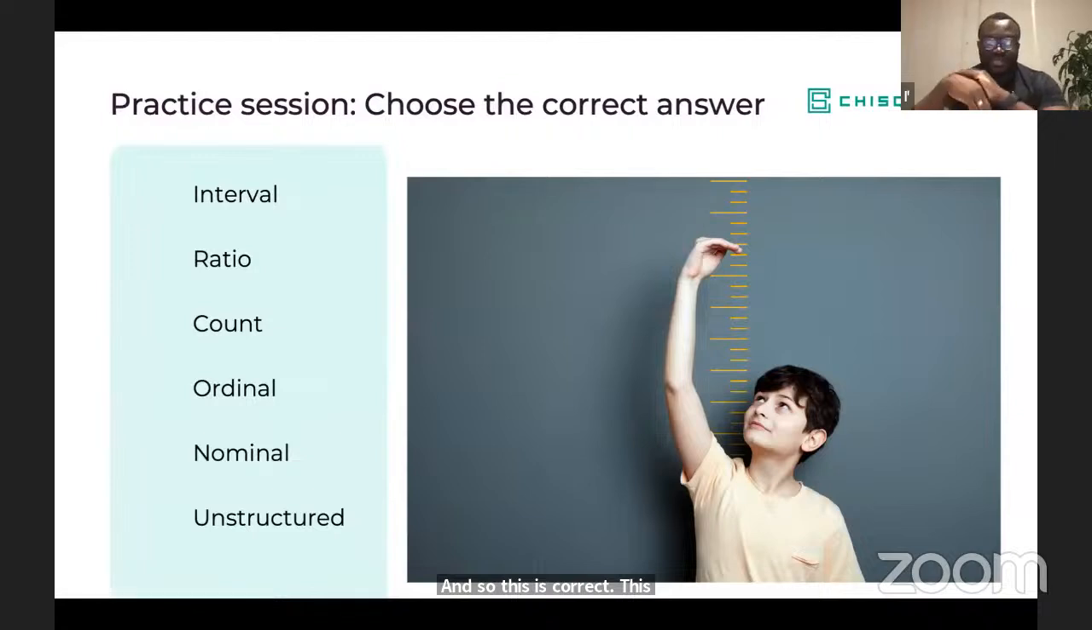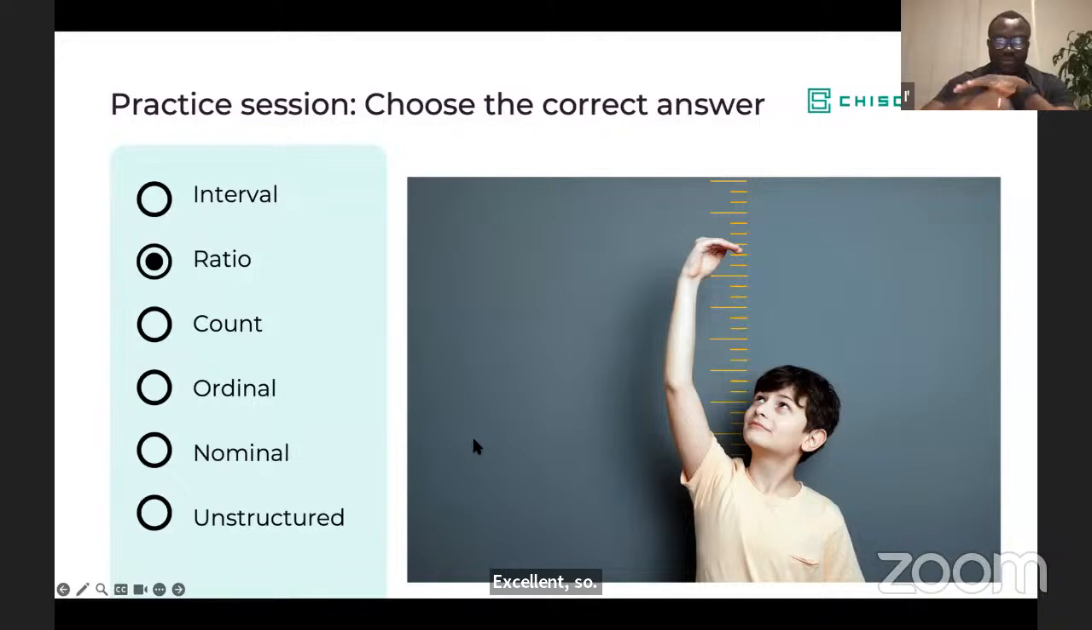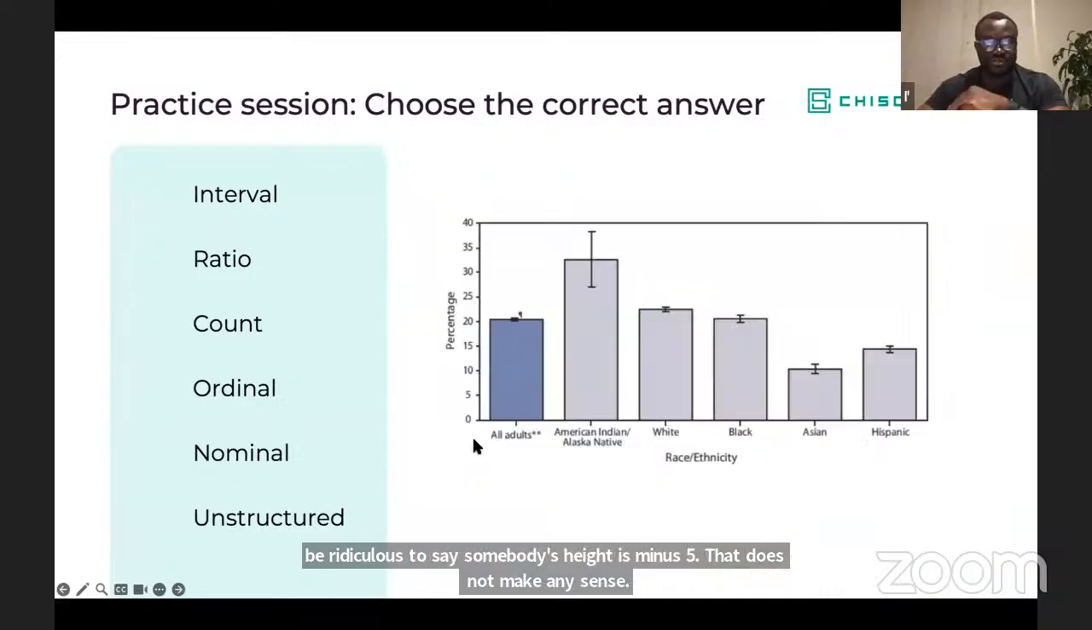All right. What kind of variable is this? Excellent. So this is correct. This is a ratio because it's talking about height. It would be ridiculous to say somebody's height is -5. That does not make any sense. So this is a ratio because it has a true 0.